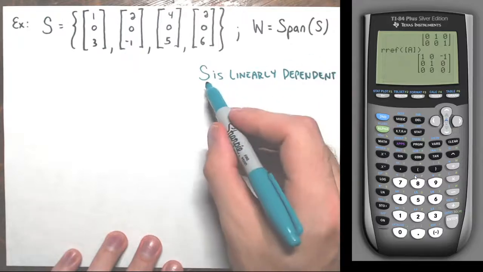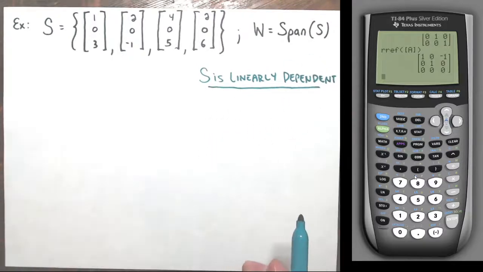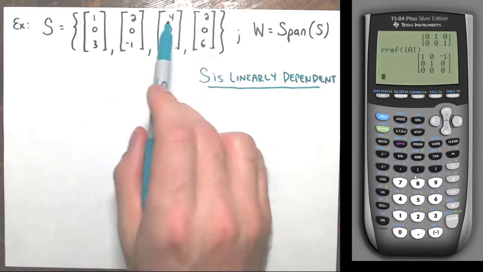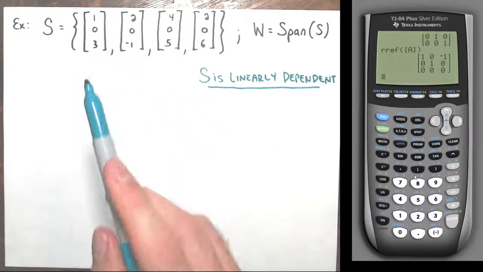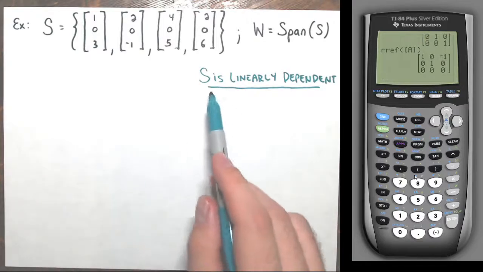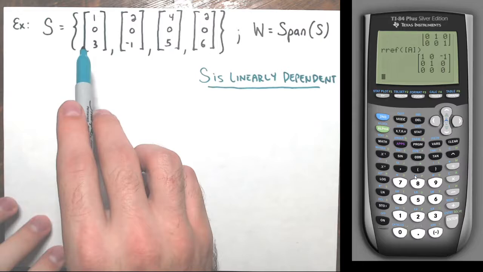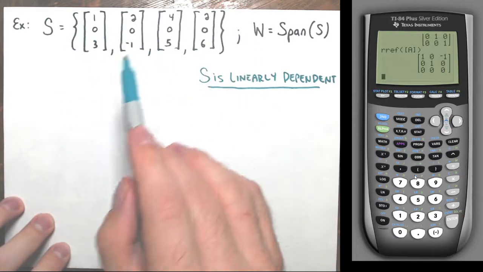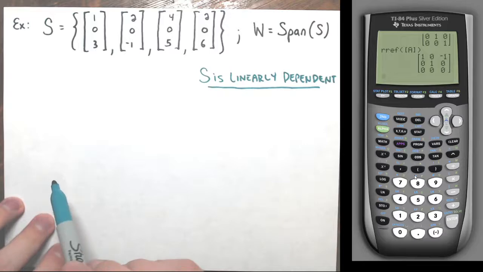Again, the little shortcut reasoning that you might have seen in my other video is that the number of vectors is greater than the number of components in the vectors. 4 is greater than 3. So S is going to be linearly dependent, but let's check that out. If I was testing for dependence, I would say a linear combination of these equals the 0 vector. Does that have any non-trivial solutions?